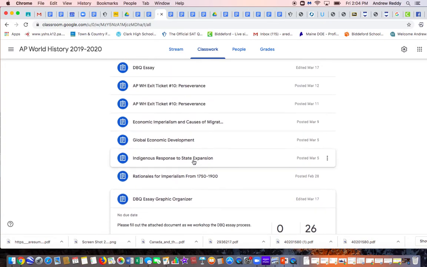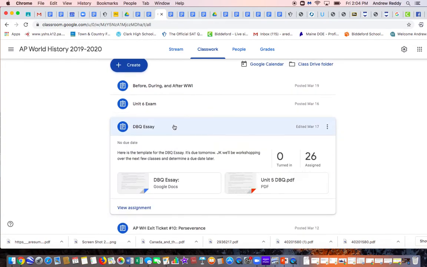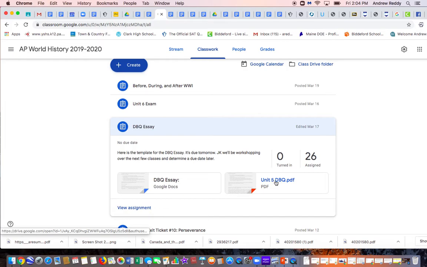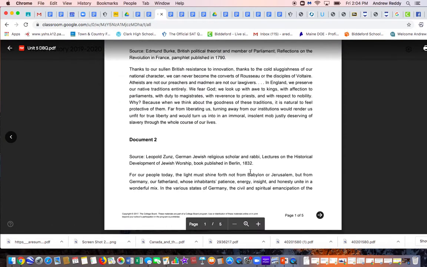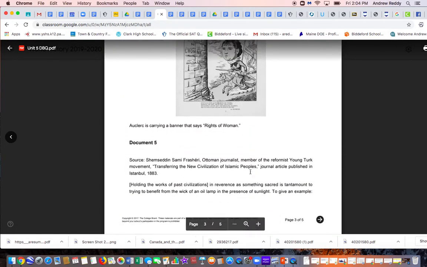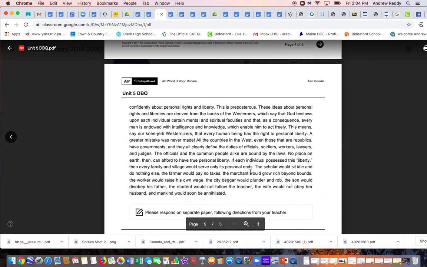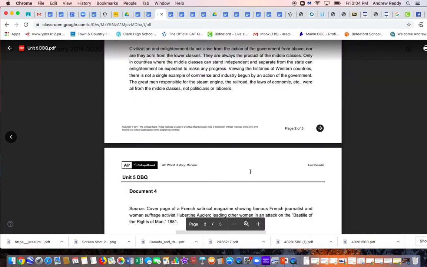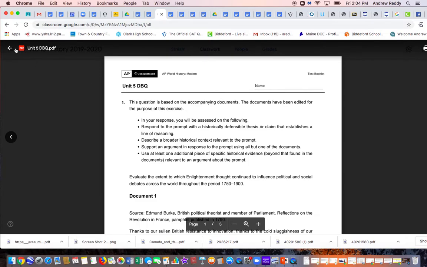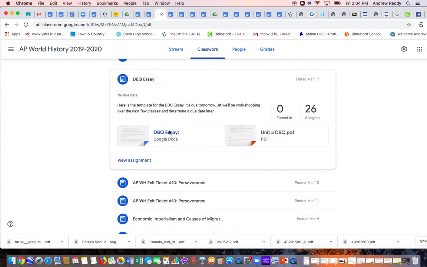Going back to Google Classroom, you also have the DBQ essay. Again, I have posted the Unit 5 DBQ in here. I'm going to scroll down and make sure that it is in there in its entirety, because I noticed when I showed you the other example, it was not. So you do have a full copy in Google Classroom, and then you have the DBQ essay.